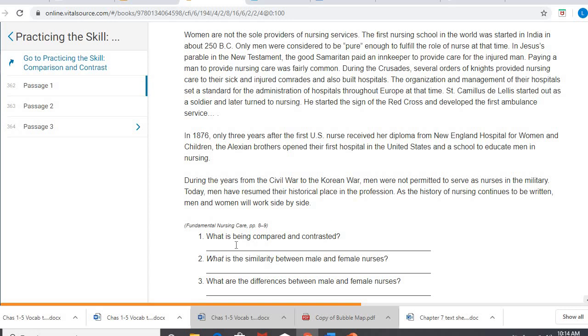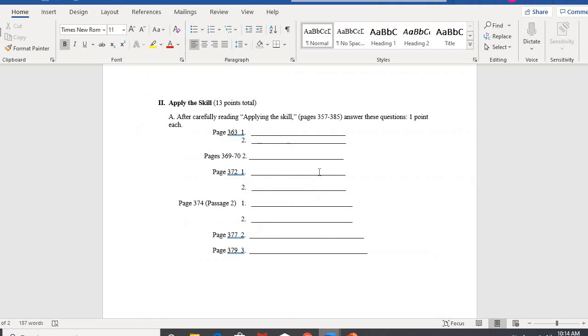All right, so we are answering questions 1 and 2. What is being compared and contrasted? Hopefully you can tell that they are talking about nursing, but not only that, male versus females in the nursing field. So you could put something along the lines of male and female nurses.